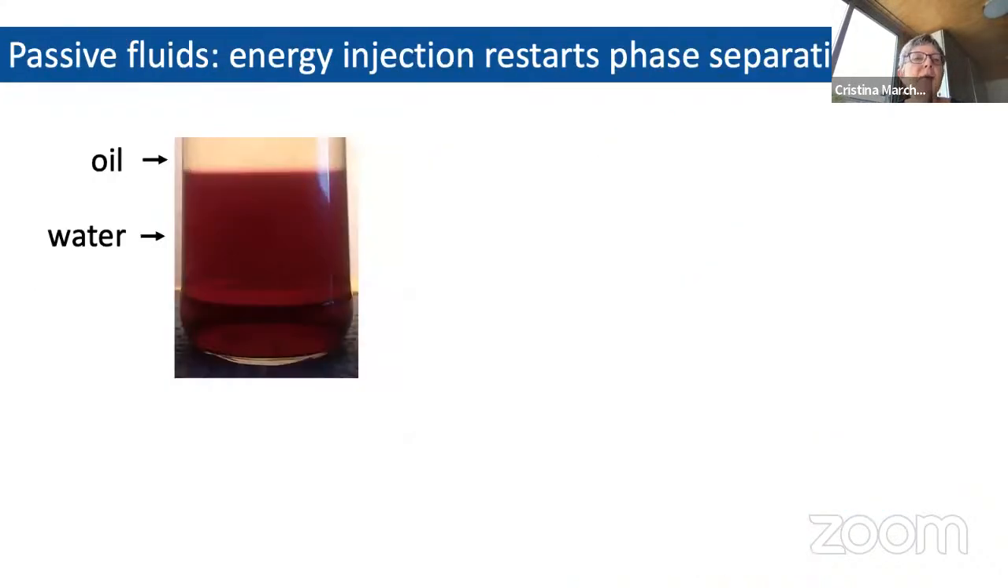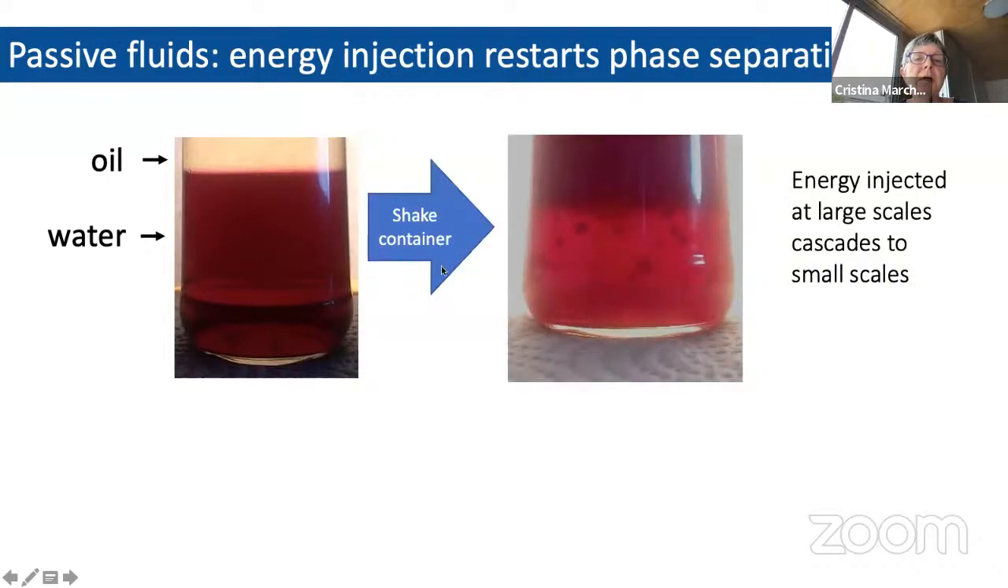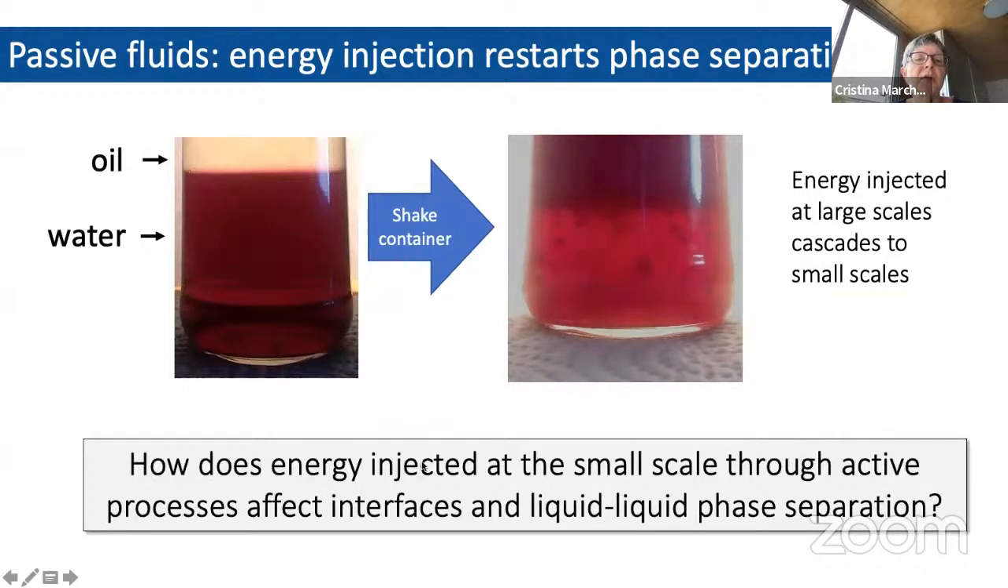And again, the motivation is that we know that in a passive fluid, like here, oil and water, they would phase separate. Here, water is at the bottom, oil is on top. But if we shake the container, that is, inject energy at the macroscopic scale, we restart the phase separation. And therefore, the energy we inject at large scale cascades to small scales. Now, what we would like to ask is how energy injected instead at the small scale, through the kind of active processes I showed you, affects interfaces and liquid-liquid phase separation.